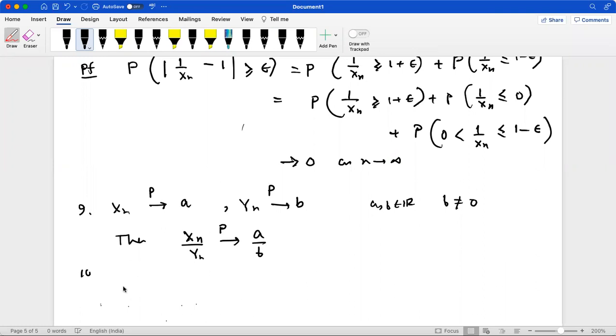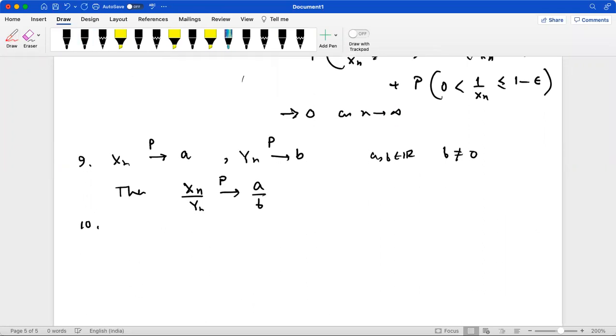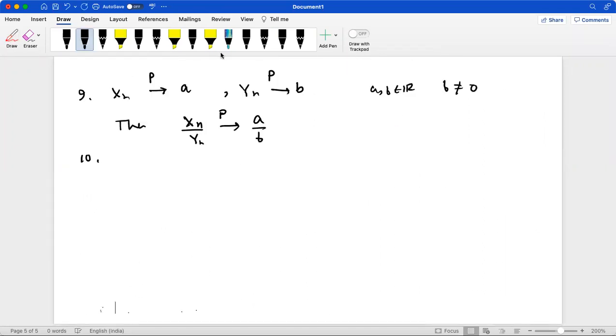The 10th result is this. Now we have this important result. So xn goes to x in P and y is a random variable. This implies xn into y goes to x into y in probability.